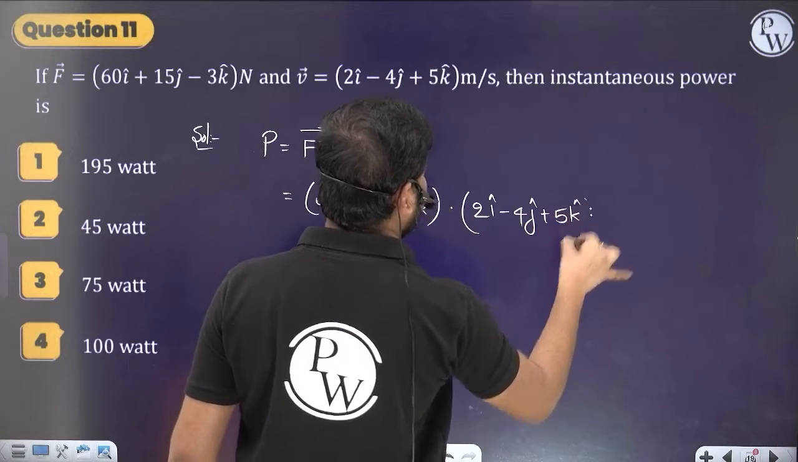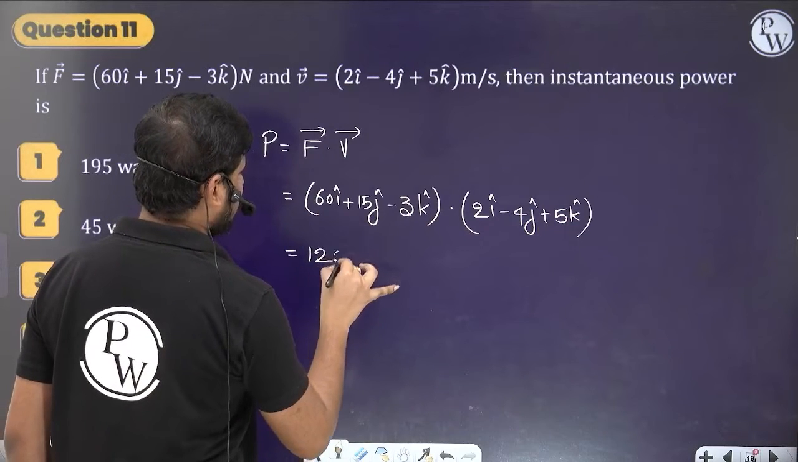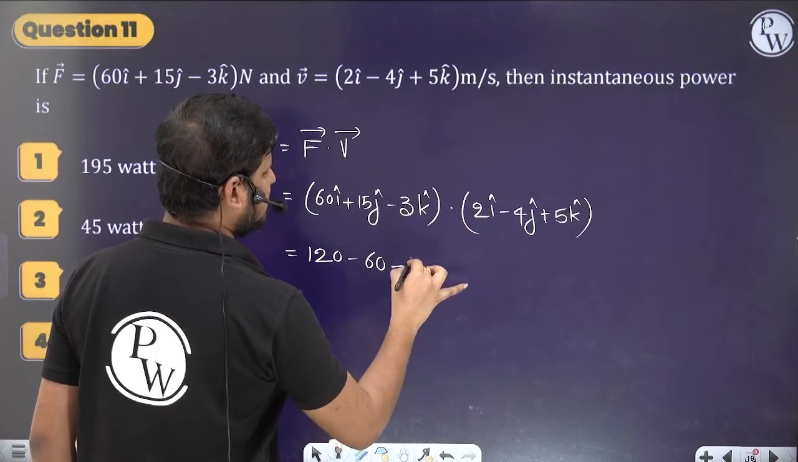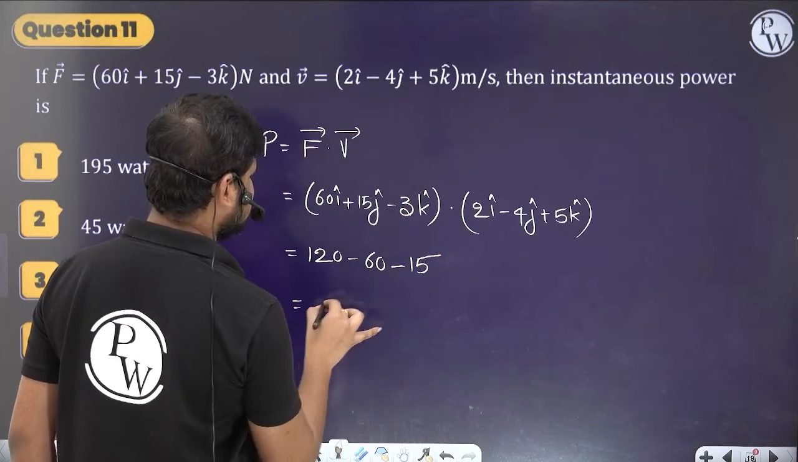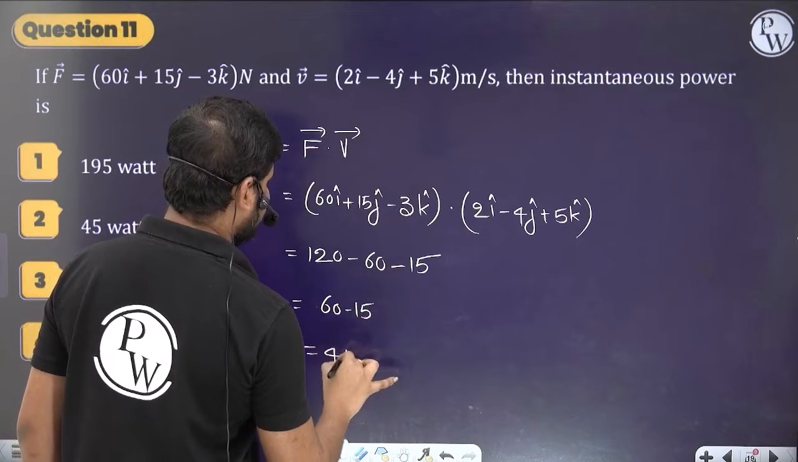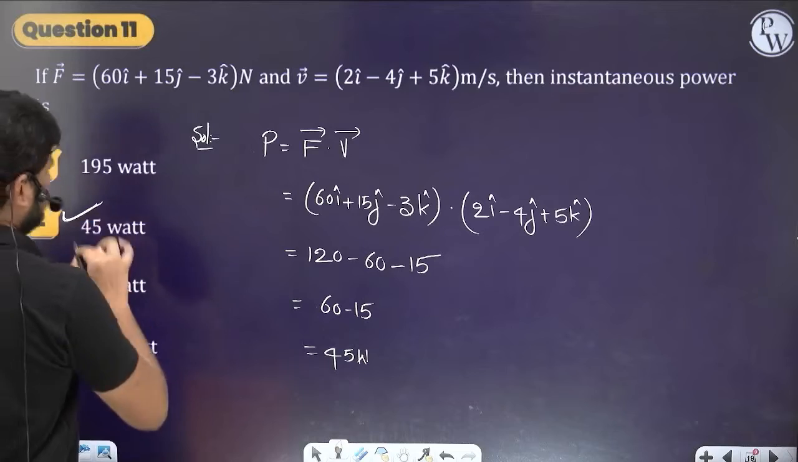So you know the dot product, right? 60 into 2, so 120. 15 into minus 4, minus 60. Minus 3 into 5, minus 15. So this is 120 minus 60 minus 15, which is 45 watts. So that is the power, which is option 2.